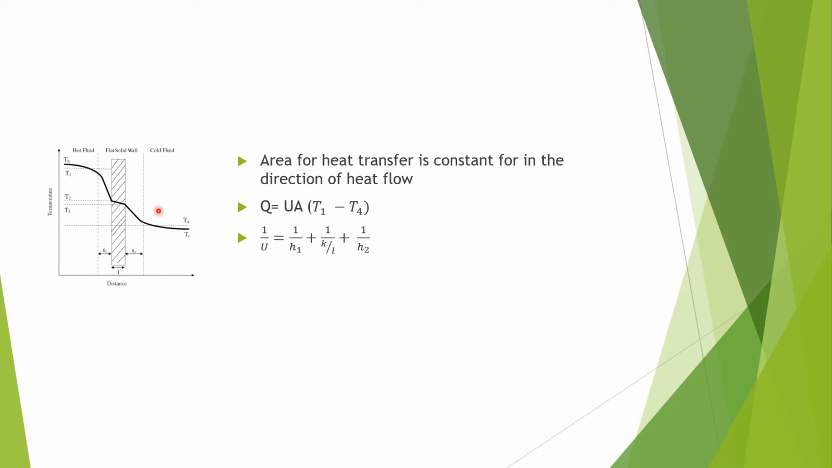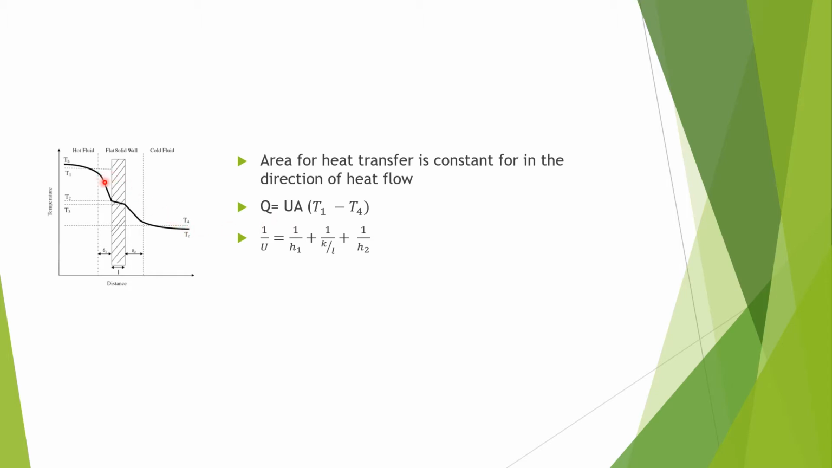Now when the arrangement is like this, where the hot fluid and cold fluid are separated by a flat solid wall, in this geometry the area for heat transfer is constant in the direction of the heat flow, and we can easily calculate the area for heat transfer as this is a simple flat solid wall. So it is easy to determine the area of this wall, and hence it is a little bit easier to determine the value of Q in this case.